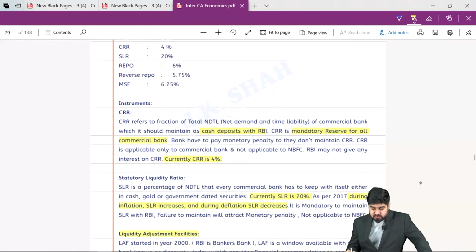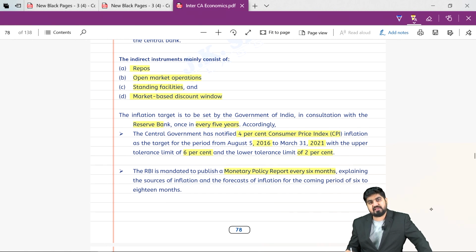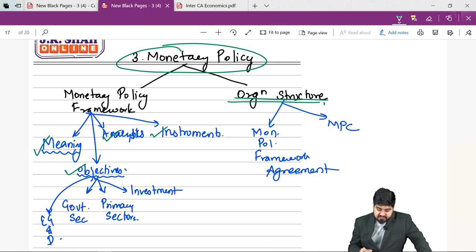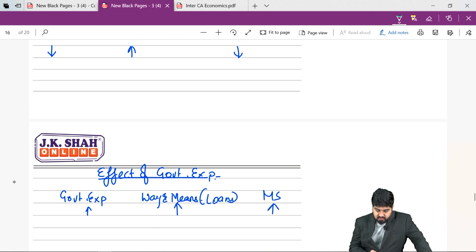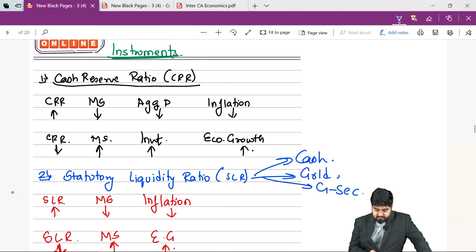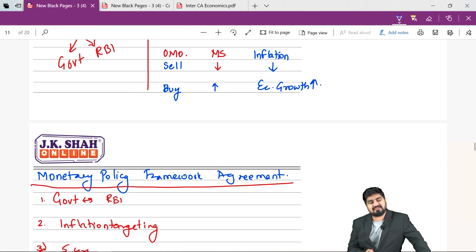So these are the instruments students. Why I have not marked anything inside, I will tell you the reason also. You already know the meaning of these instruments. We have studied this in arrows, yes or no? We have studied all these things, how it is going to influence, right? CRR, SLR. You have to just convert these arrows into English. That is it, nothing else.